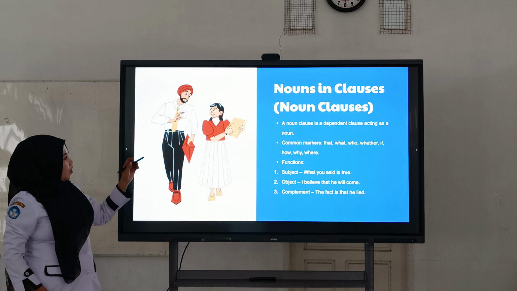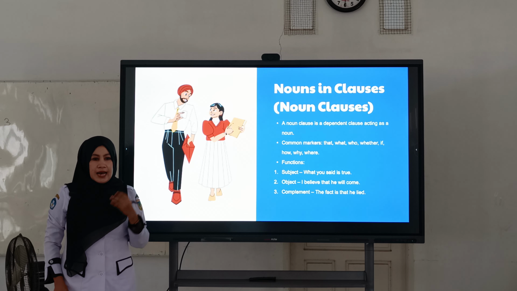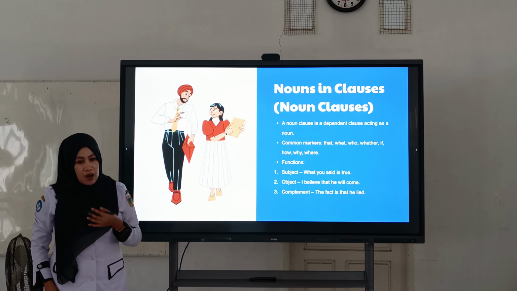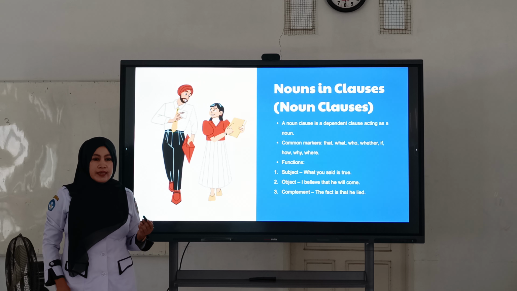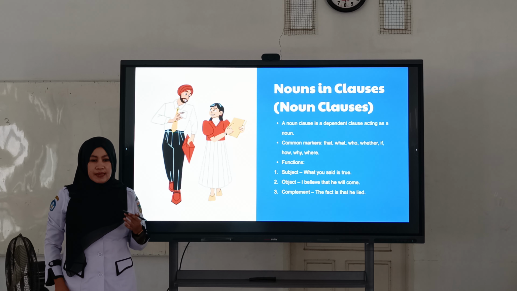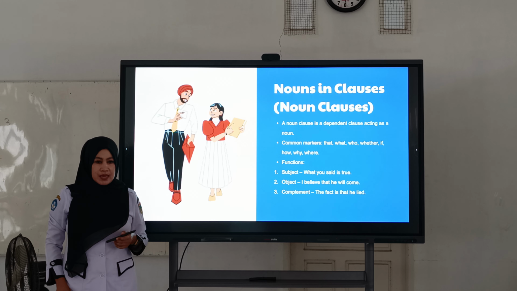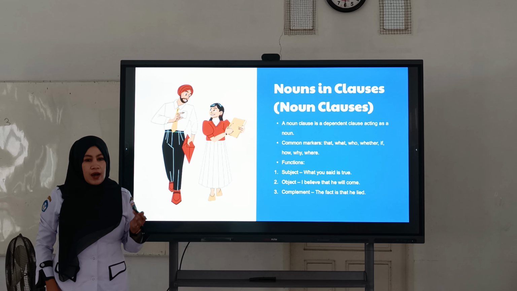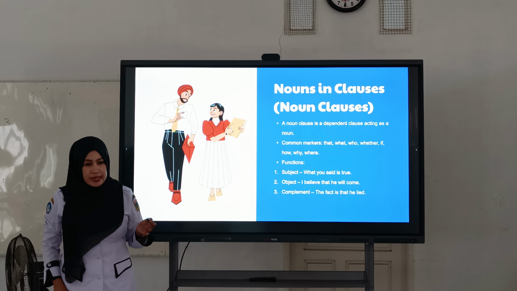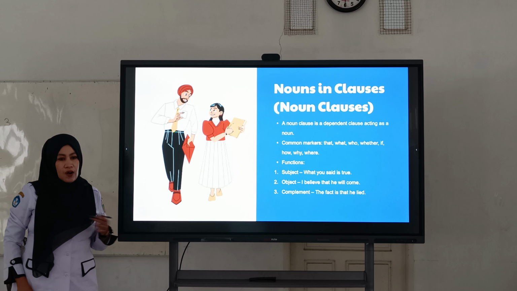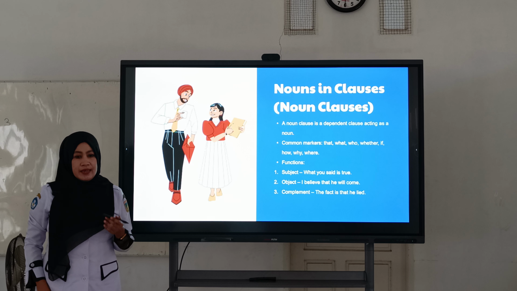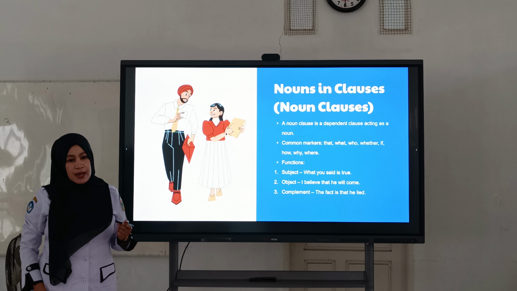Nouns in clauses, or noun clauses. A noun can also take the form of a clause, which we call a noun clause. A noun clause is a dependent clause that acts as a noun within a larger sentence. It is commonly introduced by markers such as that, what, who, whether, if, how, why, or where. For instance, what you said is true. Here, what you said functions as the subject.